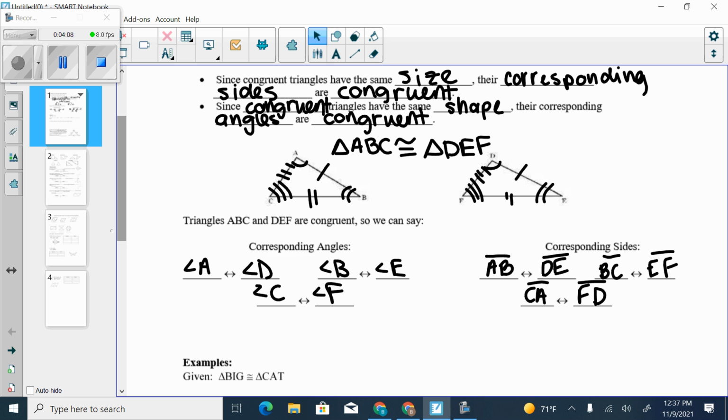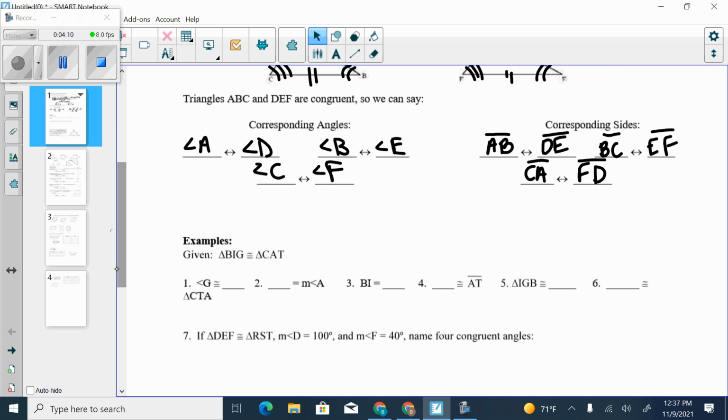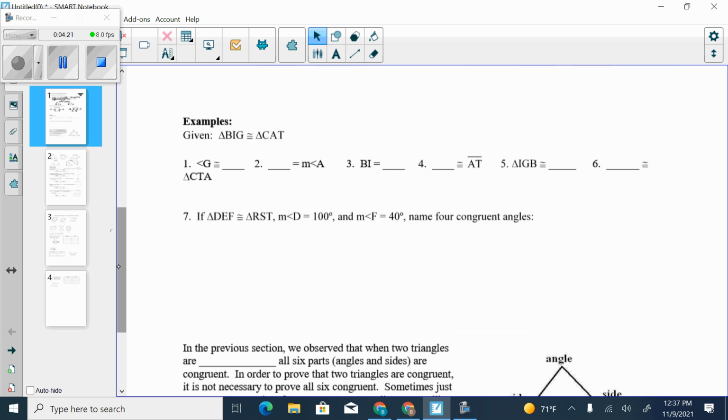Okay, so they then give us this example that triangle BIG is congruent to triangle CAT. So even though they're not drawn out, we should be able to tell which pieces are congruent or corresponding because of their order. Okay? So angle G, what should be congruent to angle G in the other triangle? Angle T, because they're in the same spot. Alright, on number 2, what angle should be equal to angle A? Angle I.